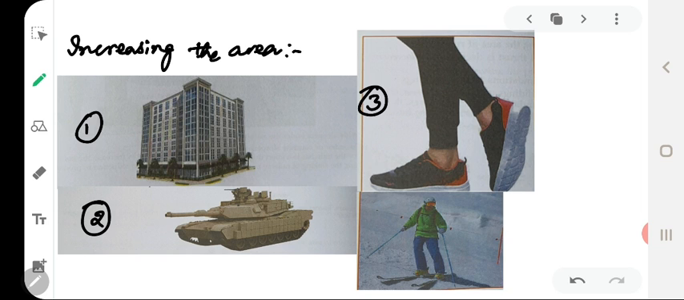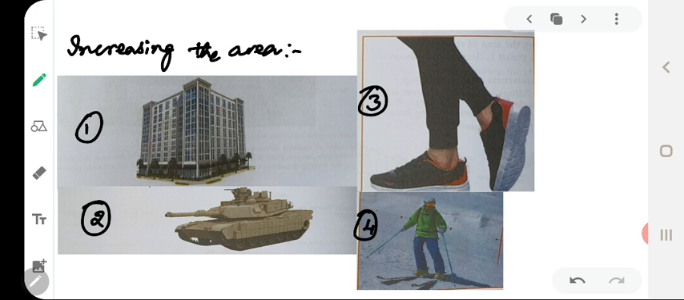Observe the third picture, walking with flat shoes. It is easier to walk if we have flat shoes rather than shoes with high heels. If somebody is wearing high and sharp heels, they cannot run easily, but they can run easily with flat sport shoes, isn't it? Come to the last picture.